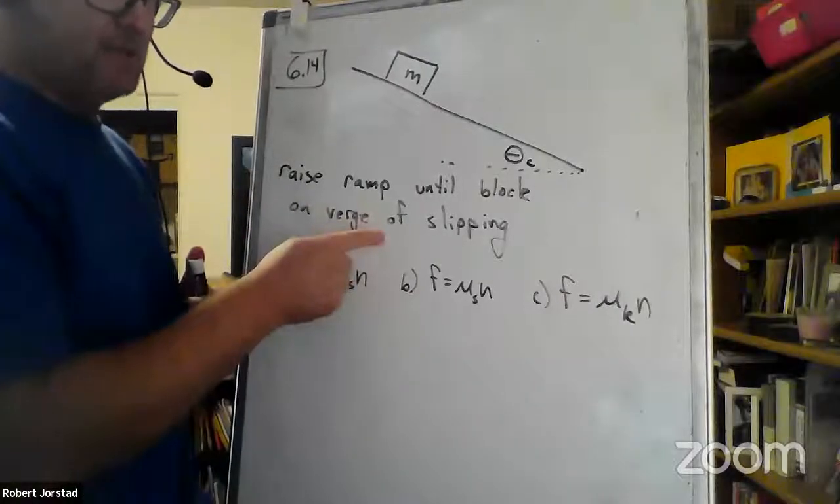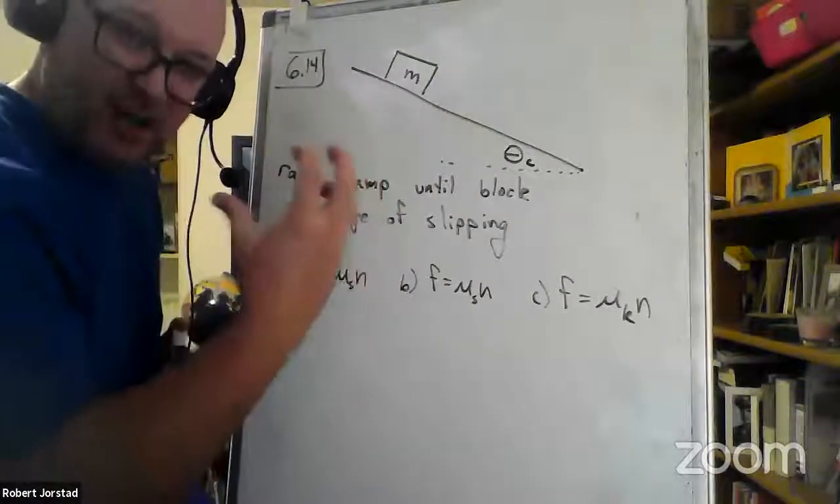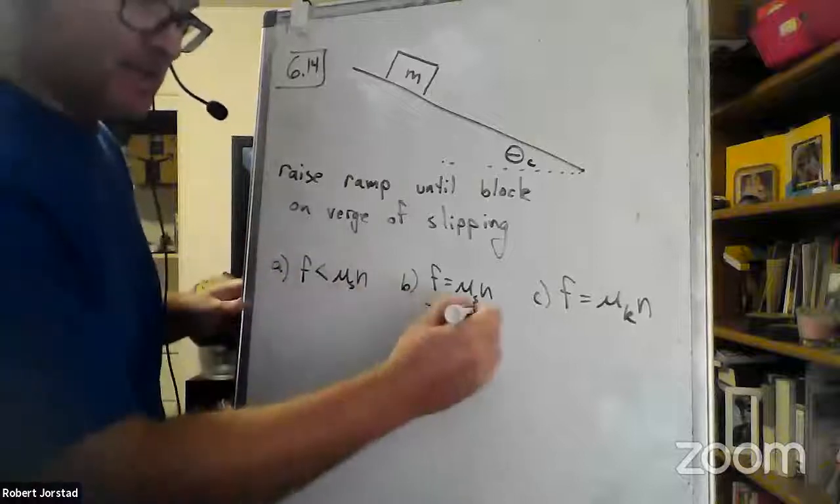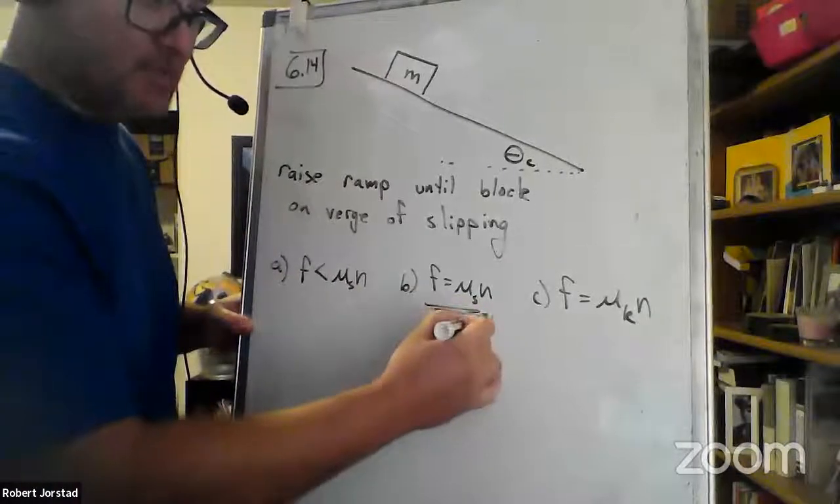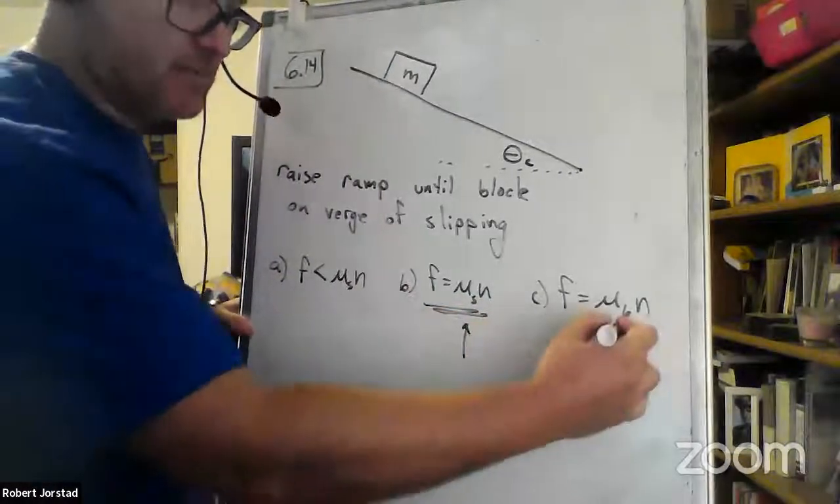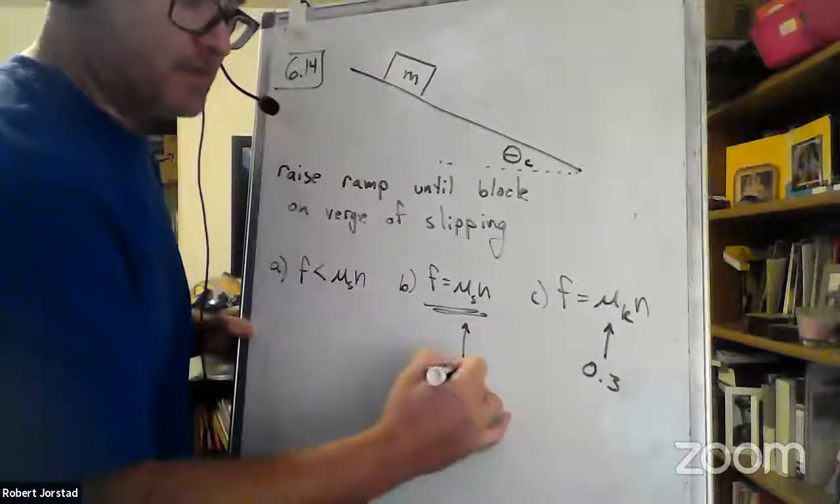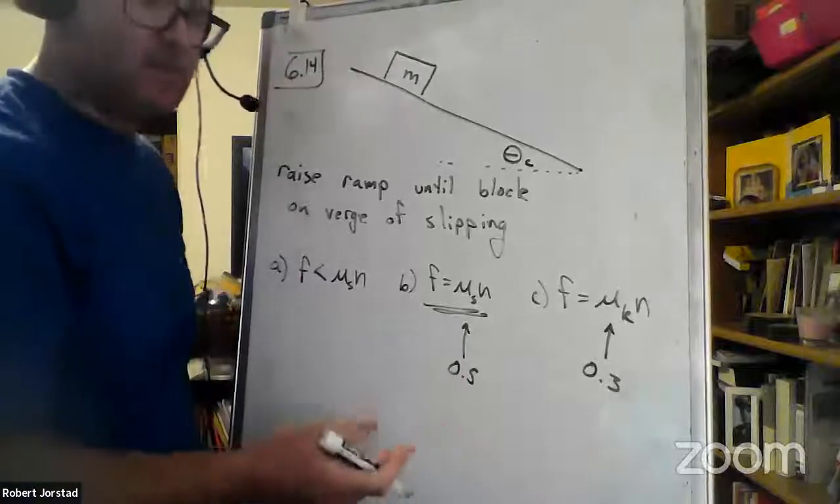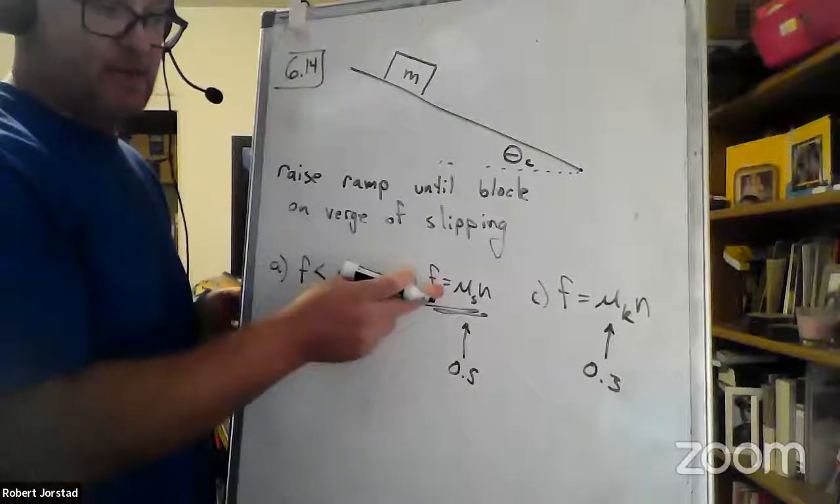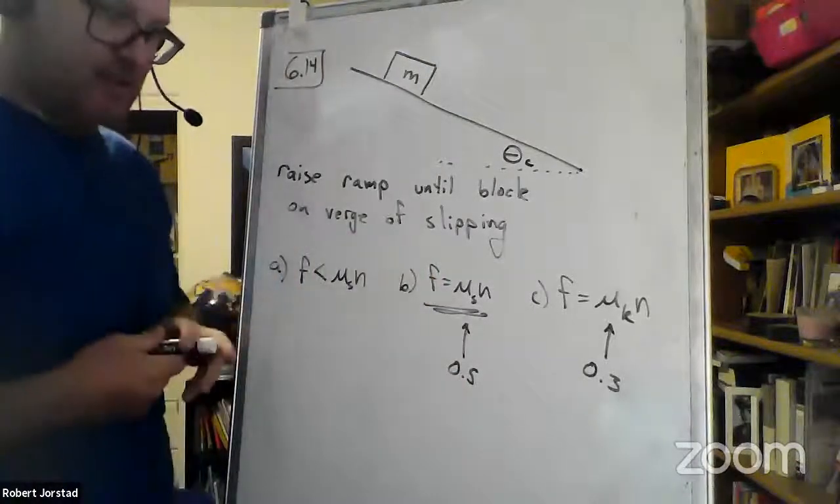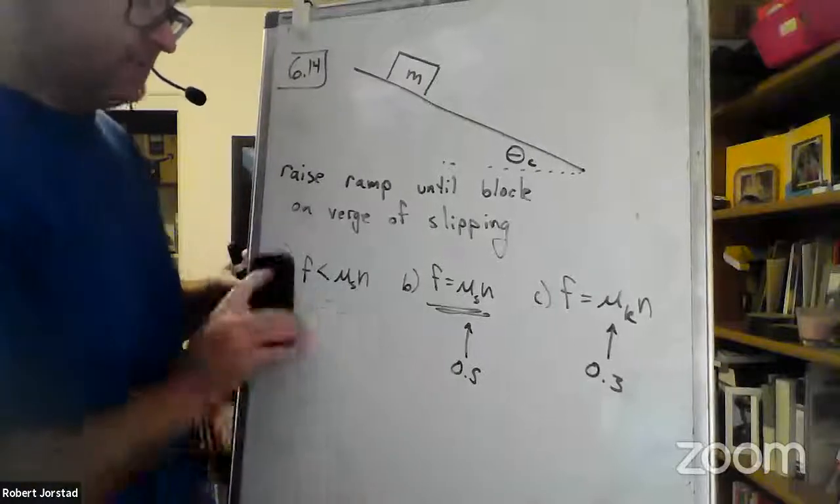B? Absolutely. So remember, when it's on the verge of slipping, that's when friction is the largest possible value, which happens to be this. I don't know if you remember, mu static generally is larger than mu kinetic. For example, this might be 0.3 and this might be 0.5. So this actually is the largest amount of friction right before it slips. Excellent. Nice job.